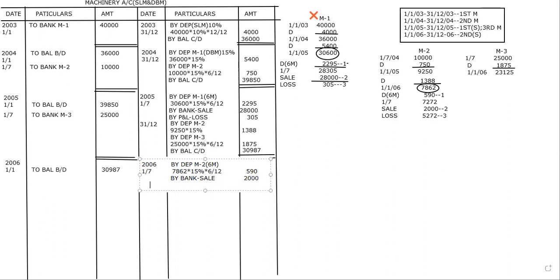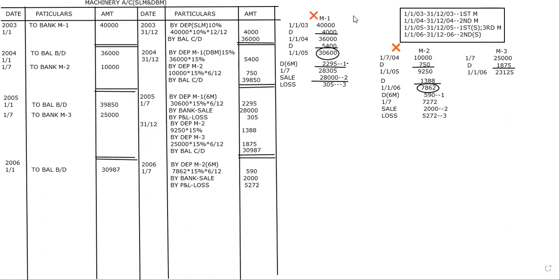Then I got, by P&L, a loss of 5,272. So I'm completed with this one. Once I have done this, it's no more in my accounts. So what I'm going to do is cross it and cancel. Now I'll see the table. Do I have anything apart from second machinery sold? We don't have anything. So that means I can close it.